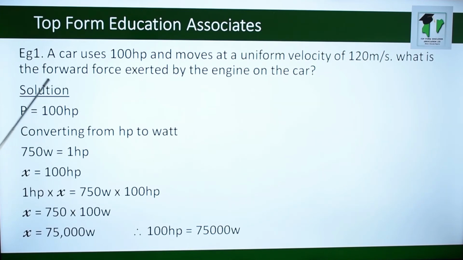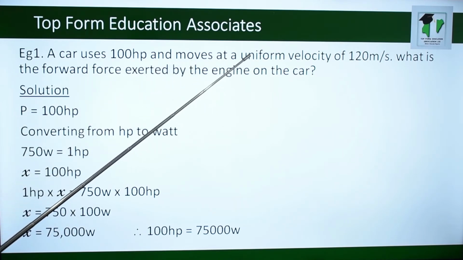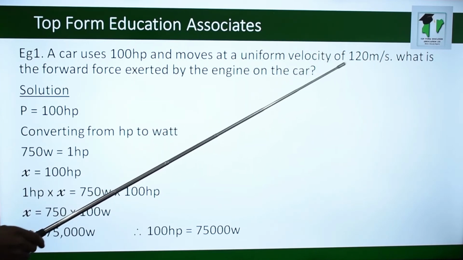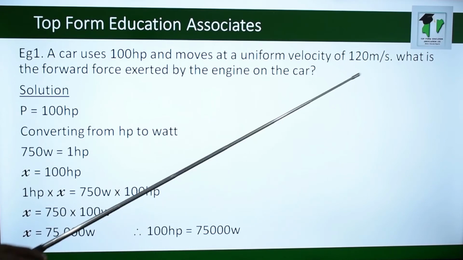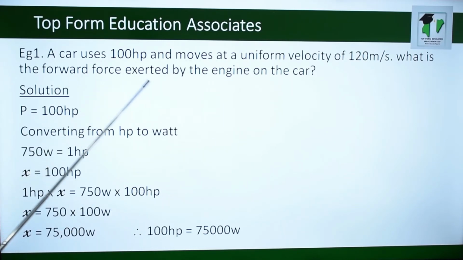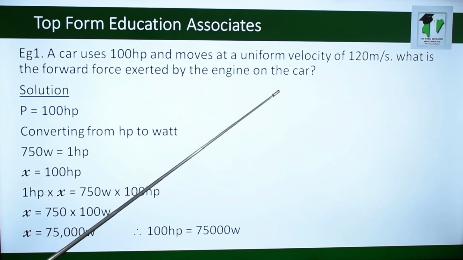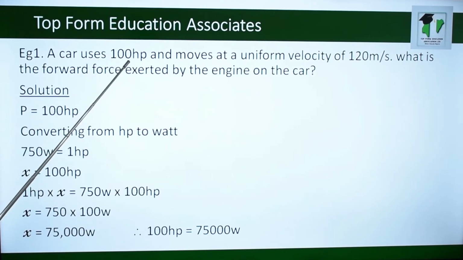Now, I want to see how we can use examples to apply this in some of the calculations or problems we have in physics. Example 1. A car uses 100 horsepower and moves at a uniform velocity of 120 meters per second. What is the forward force exerted by the engine on the car? So the power here is 100 horsepower.